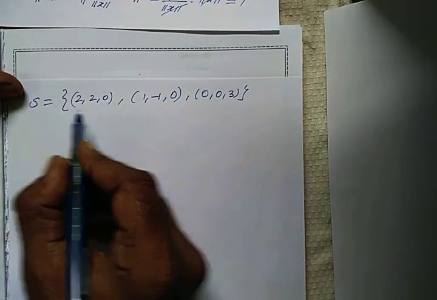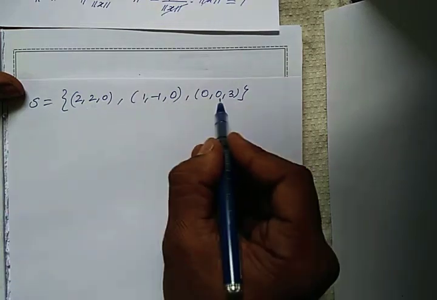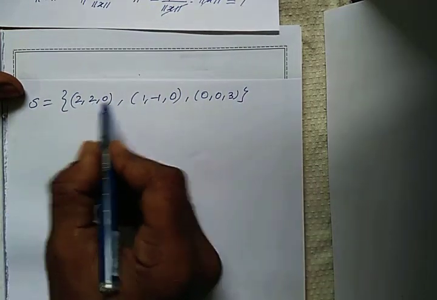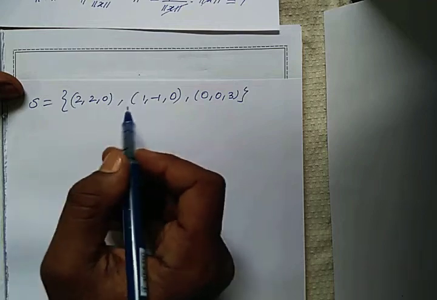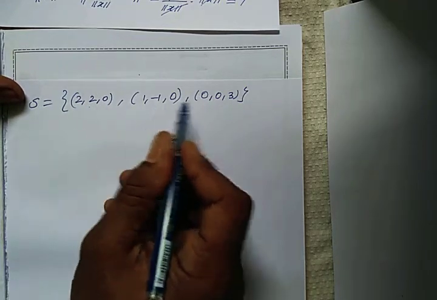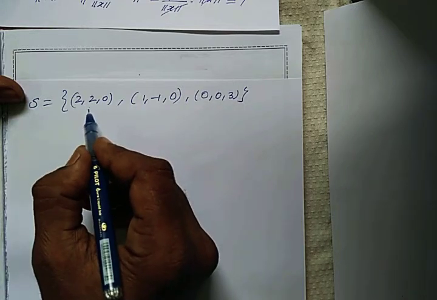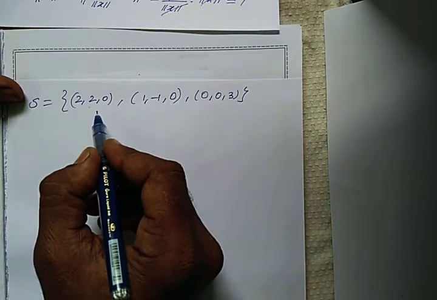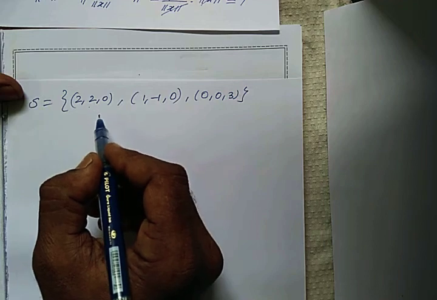See, this set is an orthogonal set. If you take the dot product between any two vectors, you will get 0. So it's an orthogonal set, but these are not unit vectors. So this is not an orthonormal set.